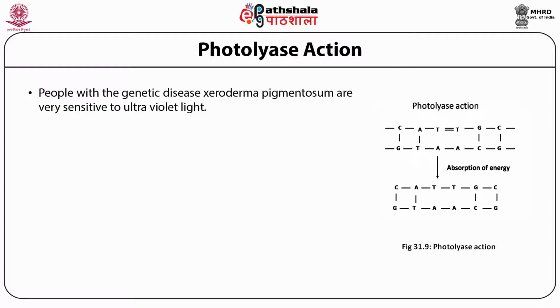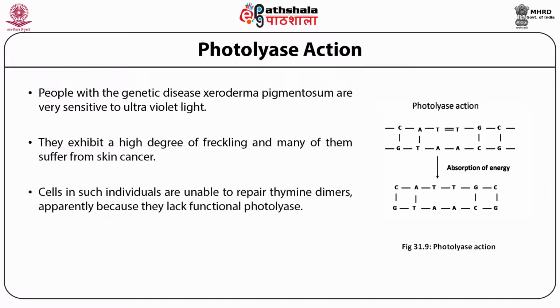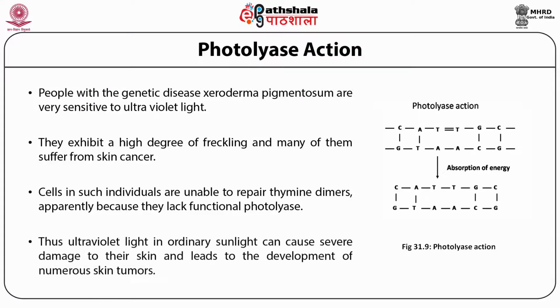People with the genetic disease xeroderma pigmentosum are very sensitive to ultraviolet light. They exhibit a high degree of freckling and many of them suffer from skin cancer. Cells in such individuals are unable to repair thymine dimers, apparently because they lack functional photolyase. Thus, ultraviolet in ordinary sunlight can cause severe damage to the skin and lead to the development of numerous skin tumors.